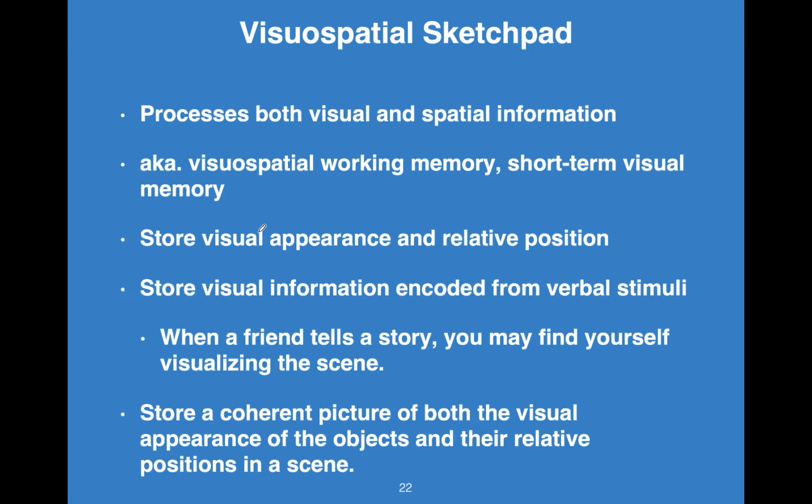So, the Visuospatial Sketchpad permits people to hold and manipulate visual images. For example, mentally rearranging the furniture in your bedroom. The Visuospatial Sketchpad stores a coherent picture of both the visual appearance of the object and its relative position in a scene. So the Visuospatial Sketchpad goes together with space.